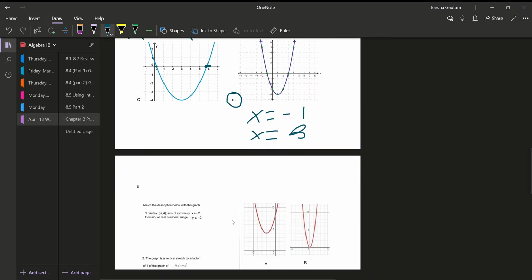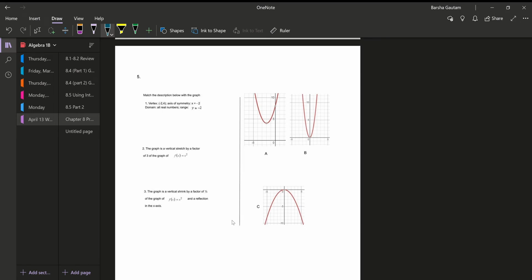All right, let's do the last one. Okay, so number 5 asks us to match the description below with the graph. All right, and real quick, this should say y is greater than or equal to 4. Let me write that down here. Or equal to 4.